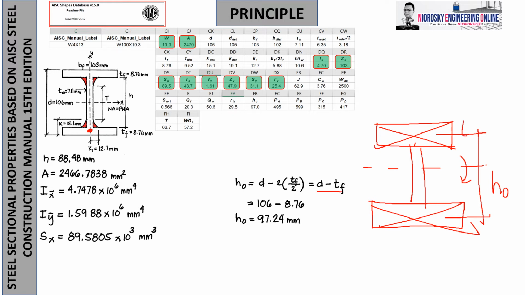Okay, which is equal to the thickness of the flange. You know, half times 2 is the whole anyway. So, we will have 97.24, which is 97 mm in the table. Very close enough, because it was rounded off from the English unit.